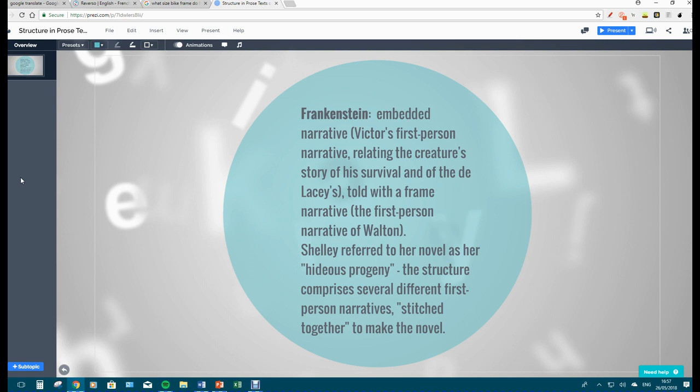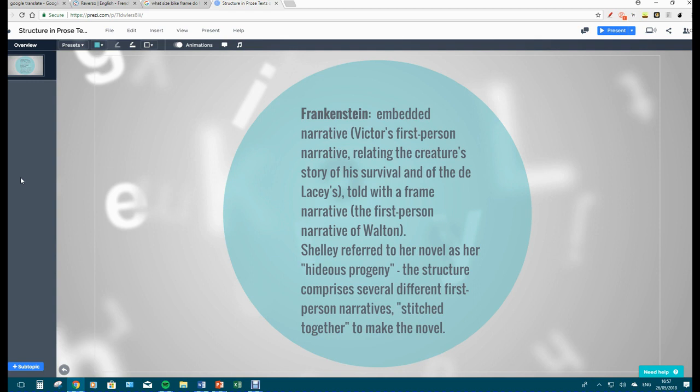Something to bear in mind in terms of context is that the structure of Frankenstein was quite ambitious for the time in which it was written. As you'll all be familiar with, you have a frame narrative, the first person narrative of Walton, who is telling the embedded narrative, which is Victor's first person narrative, and then within that the creature's own story of his survival and of the de Lacys and so on.